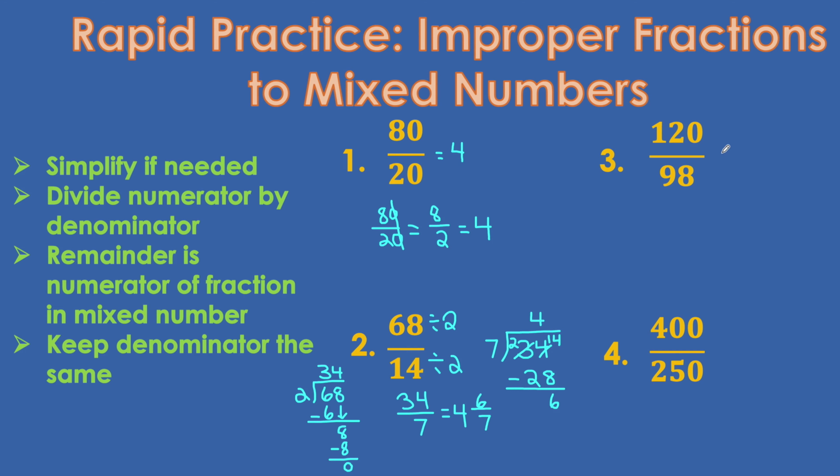Moving on to number 3, we have 120 over 98. First, we can simplify. The greatest common factor between 120 and 98 is 2.